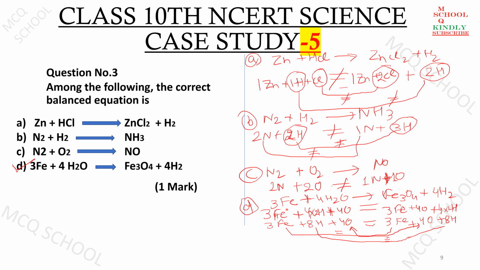While talking about the fourth equation, iron and water, in this case 3 units of iron are there on the left hand side, on the right hand side also 3 units. And hydrogen, 8 units on the left hand side and right hand side also 8 units. And oxygen, left hand side 4 units and right hand side also 4 units. That means the fourth equation is a balanced equation.